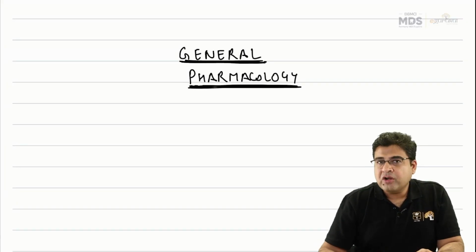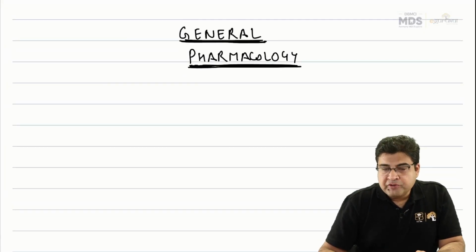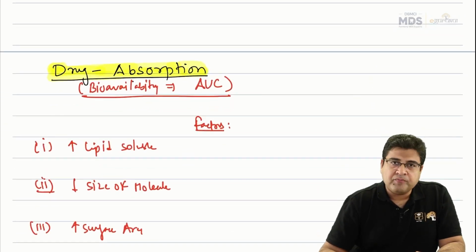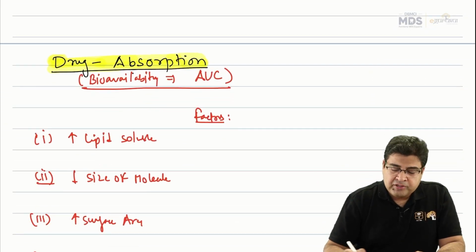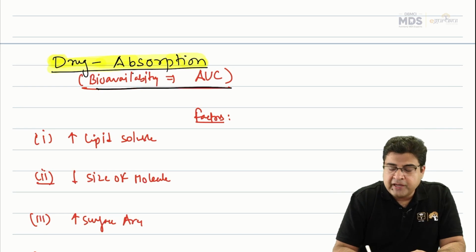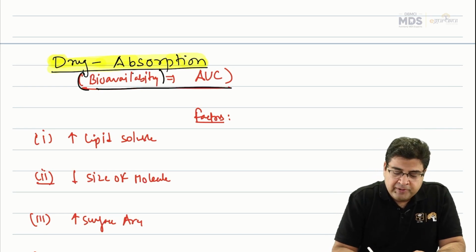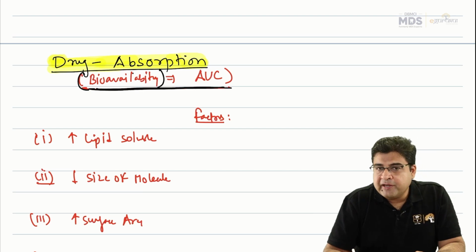In this video, we'll talk about general pharmacology. So we know that in general pharmacology, we have various aspects. The first aspect is drug absorption. Drug absorption is best calculated by the area under the curve. Drug absorption is also known as bioavailability, and this is best calculated by a graphical parameter that we call area under the curve.